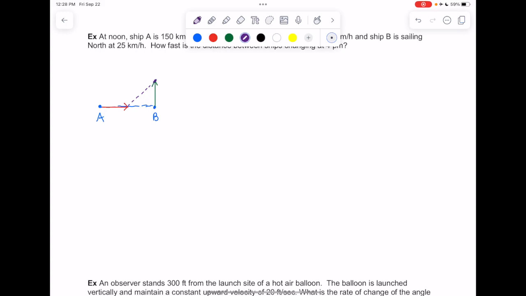Here's where B is now. Here's where A is now. And how is that rate changing? All right, so that's the picture we want to work on. So we want to come up with some sort of equation for that. So we know that initially, this distance right here was 150.